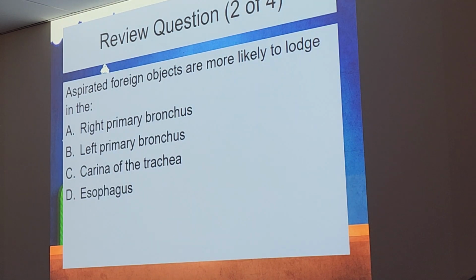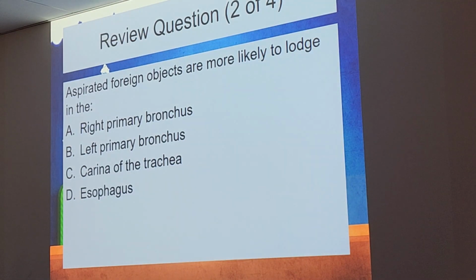The primary bronchus, not the secondary bronchi, the primary bronchus. One is larger than the other. So remember we said the right primary bronchus is shorter and wider and more vertical. So it's easier for things to go down that way. That was a great case in point, guys. See how quickly you said esophagus? Because you saw the words foreign object being lodged.